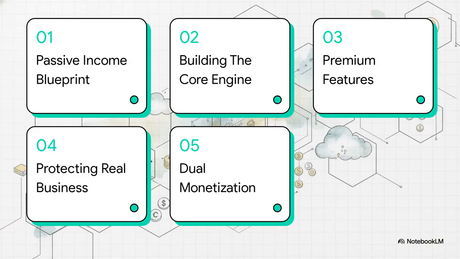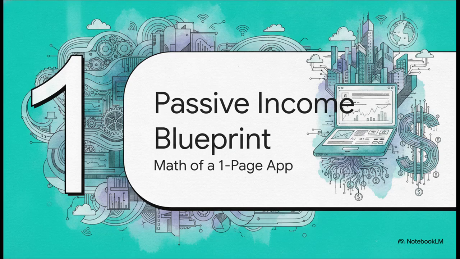Okay, let's dive into this blueprint. We're going to cover 5 main steps. The passive income blueprint, building the core engine, upgrading to premium features, protecting your real business, and finally, the dual monetization strategy. Starting with phase 1, the passive income blueprint, or really, the math behind the one-page app.